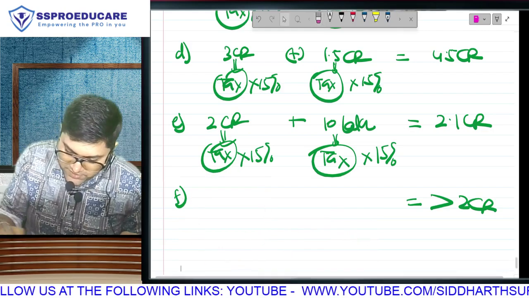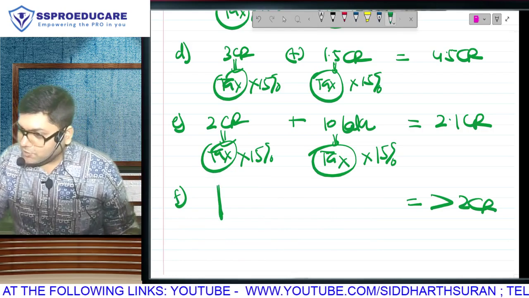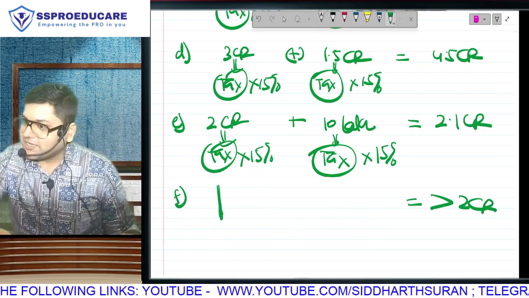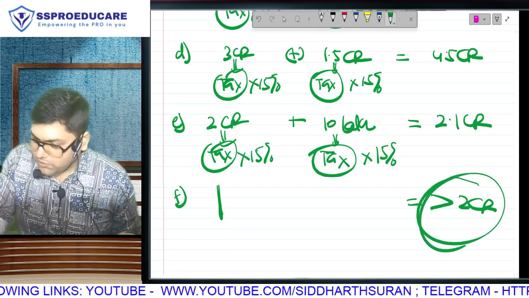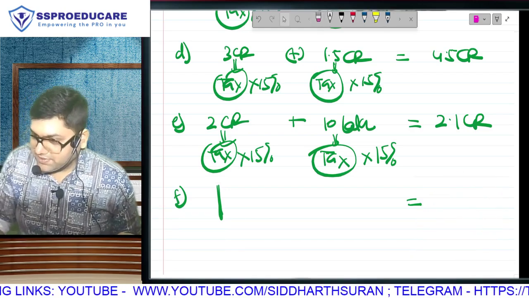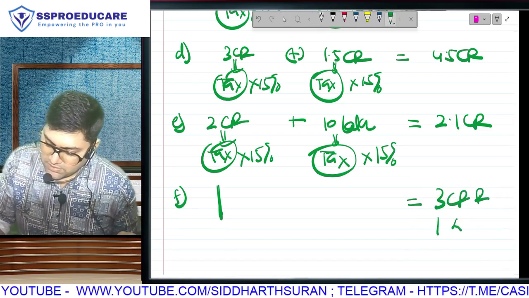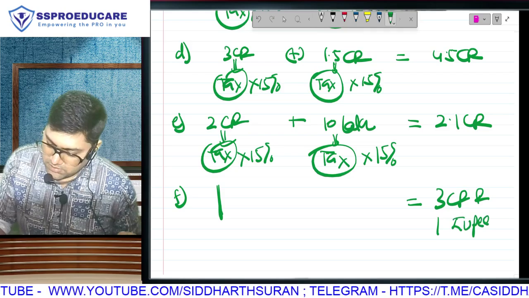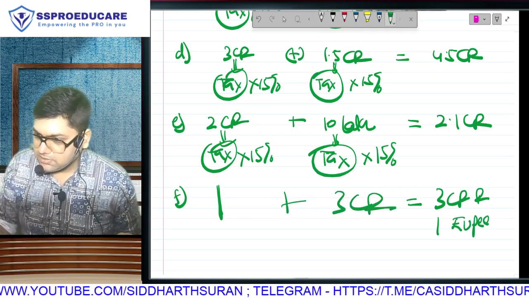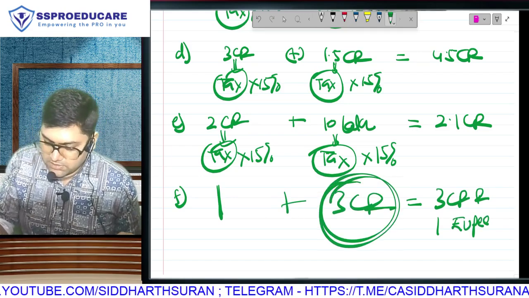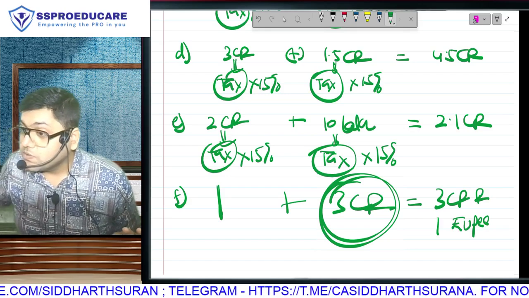Supposedly, this was 1 rupee also. What are you saying? I, 0. You are saying take the example of 10%. I am taking the example of 1 rupee. This is more than 2 crore. So this has to be maybe something like 3 crore and 1 rupee. So this has to be 3 crore. So here it will be 25. Why 25?